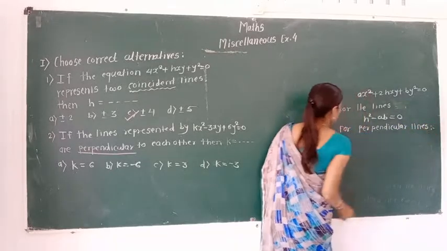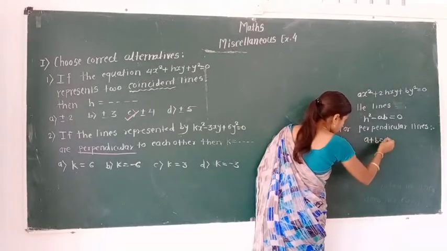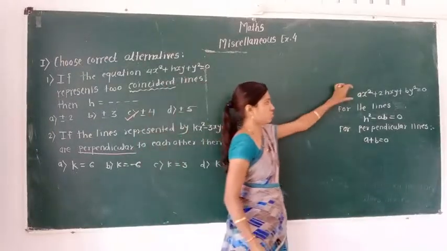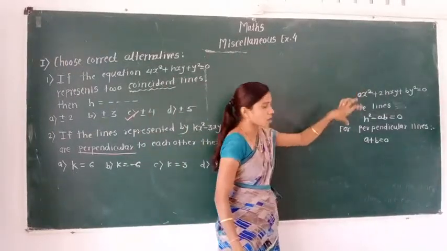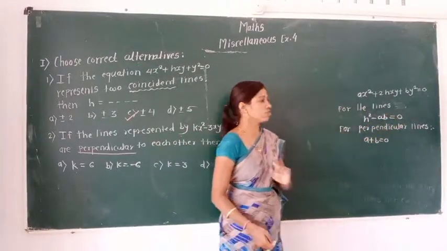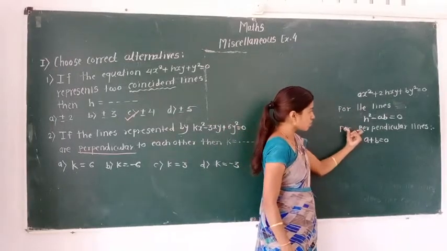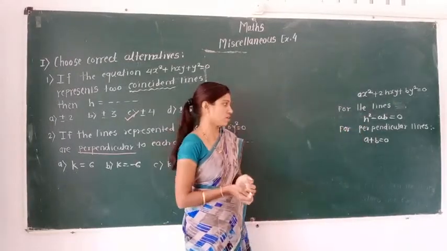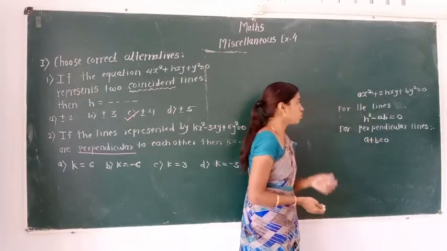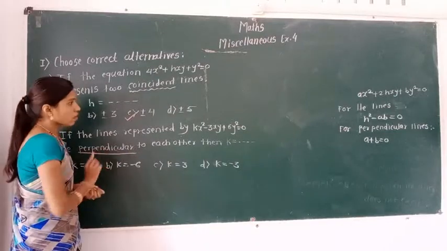For perpendicular lines, the condition is a plus b is equal to 0. That is, if the two lines represented by this equation are parallel, then the condition h square minus ab is equal to 0 is satisfied. And if the two lines are perpendicular, the condition is a plus b is equal to 0. But in this example, we have to use that the lines are perpendicular.